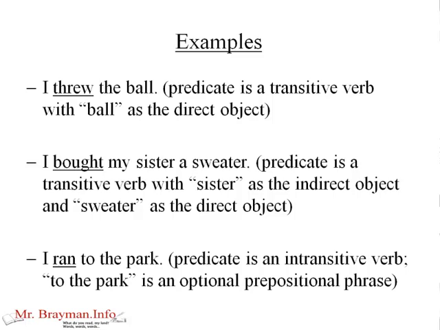Or I threw the ball, right? So this is a transitive verb, and it has a direct object. And we're going to look at direct objects in an upcoming part of this series. So if you're still a bit unclear about what direct objects are, that lesson is coming. Or I bought my sister a sweater, right? I bought a sweater for my sister. And again, we're going to look at indirect objects in an upcoming lesson as well. Or I ran to the park. Here, to the park is a prepositional phrase, right? The preposition, object of the preposition. I could just say I ran.